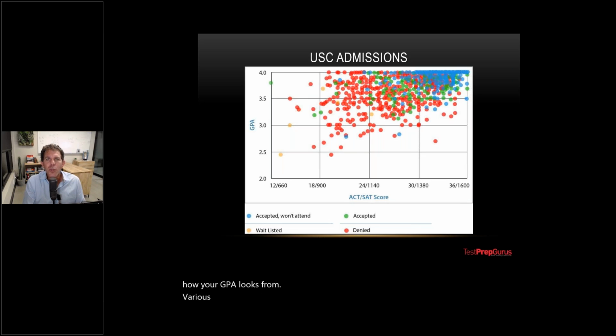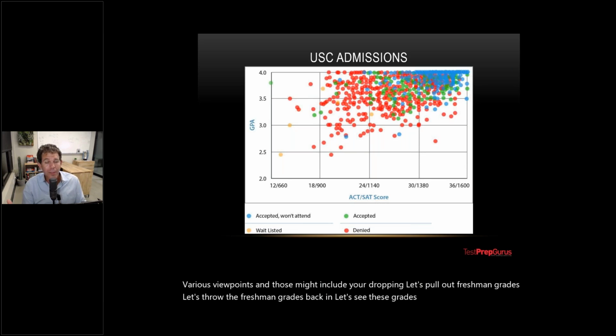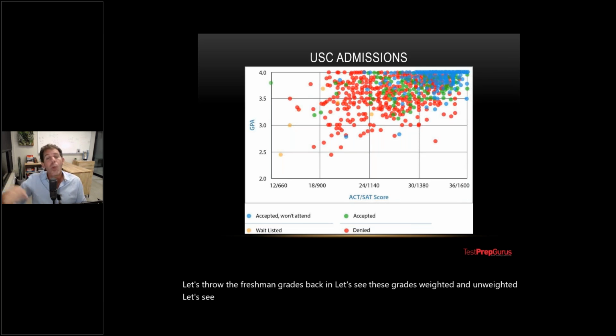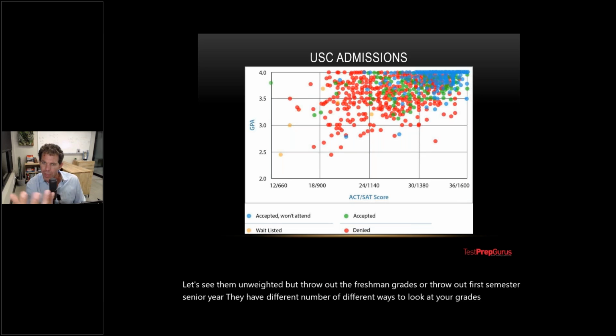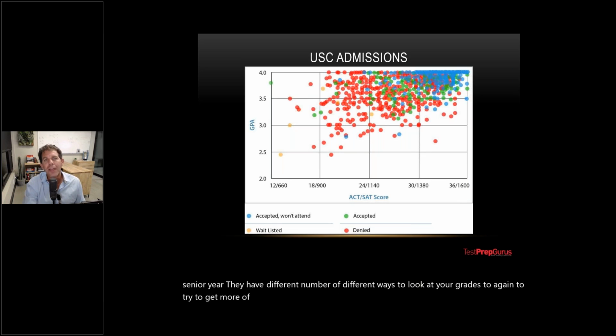And those might include: let's pull out freshman grades. Let's throw the freshman grades back in. Let's see these grades weighted and unweighted. Let's see them unweighted, but throw out the freshman grades or throw out first semester of senior year. They have a number of different ways to look at your grades to, again, try to get a more rounded viewpoint on who that student is.